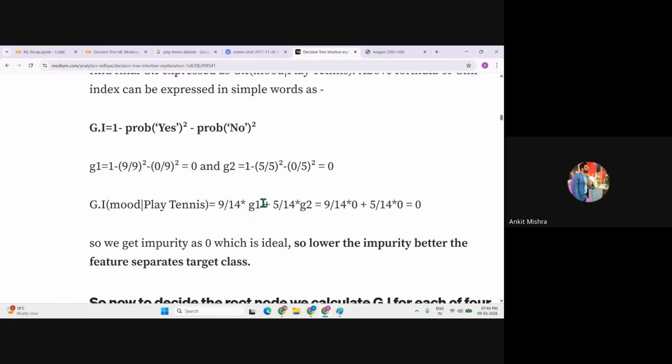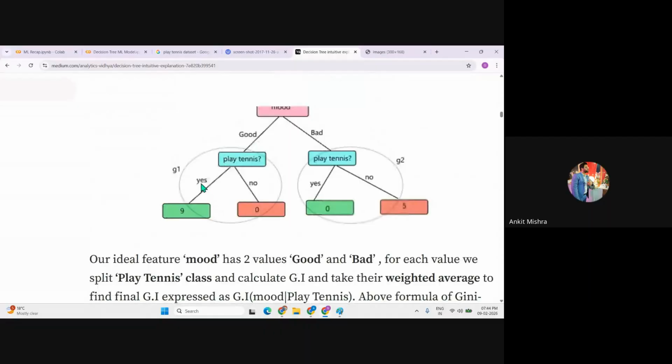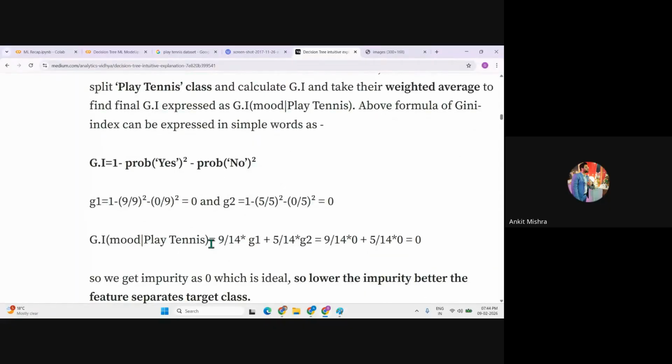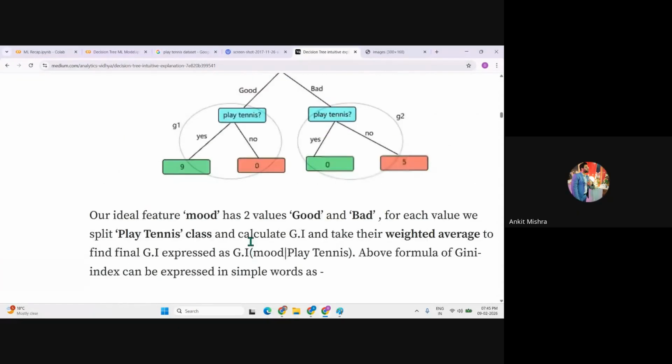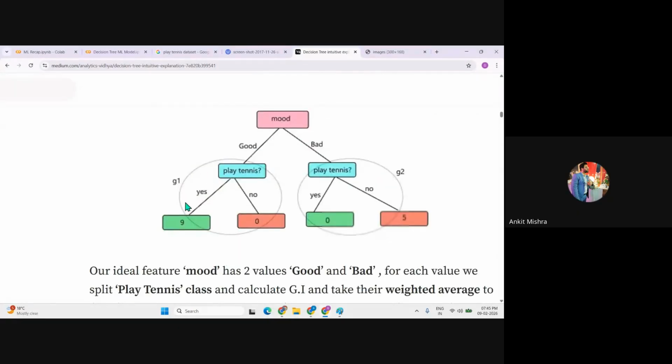So you are calculating that this first group is able to classify 9 data set, so the probability is 9 by the overall data set of 14. So it's G1 multiplied by 9 by 14. You are calculating the Gini index for the mood by play tennis. It's 9 by 14 multiplied by G1. Why are we getting 9 by 14? Because this group is only able to classify the 9 data set.